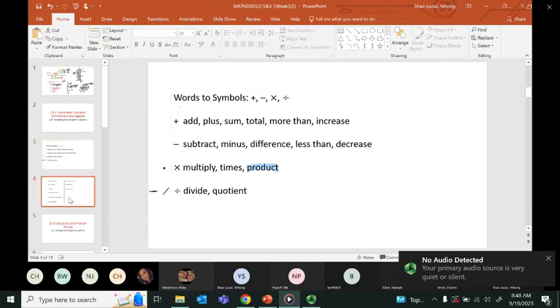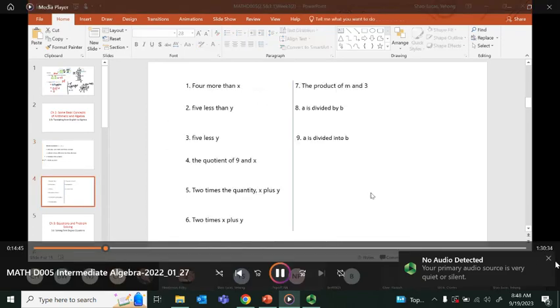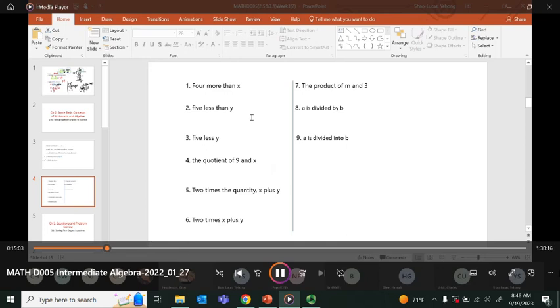So now let's look at some particular examples. All you see here are English sentences. We want you to get rid of the English words, English phrases, and use mathematical symbols to describe it. For example, the first one, 4 more than X. Let's start with the example that I gave you before.